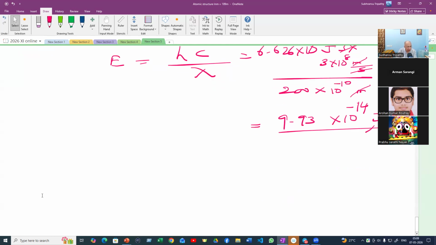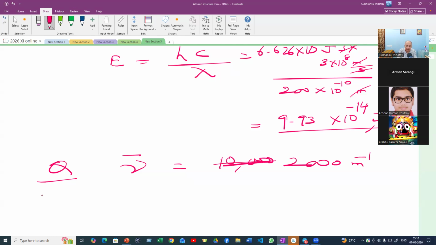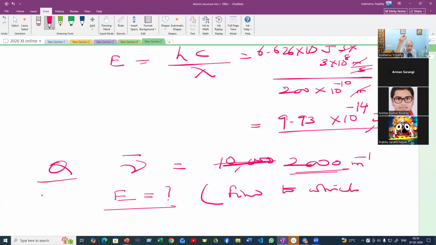Similarly, at home, I have given some practice things, not many. Like I will be giving nu bar. Supposing nu bar I am giving, say 2000 meter inverse this time, and find its energy. And also, I will ask you to find which region it belongs to. That means you have to convert it to lambda. Unless you convert it to lambda and check with your table, you can't know whether it belongs to UV or IR or X-ray or whatever EM radiation.